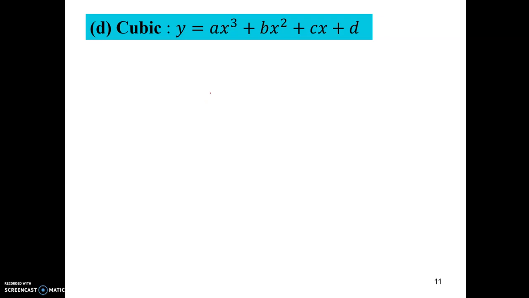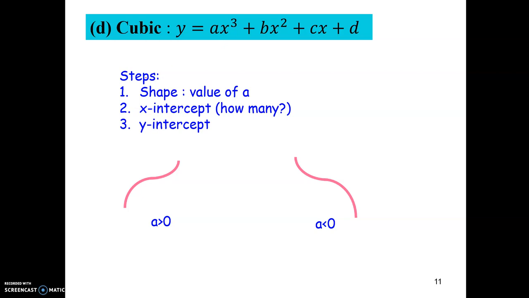Okay, so the next graph is a cubic graph where we have y equal to ax cubed plus bx squared plus cx plus 50. So the step to solve this is firstly we have to understand the shape of the graph, where it must correspond to the value of a. So we should check either a is greater than 0 or a is less than 0. So if the value of a is greater than 0, I always draw my graph from the right hand side. If a is less than 0, I always draw my graph from the left hand side.